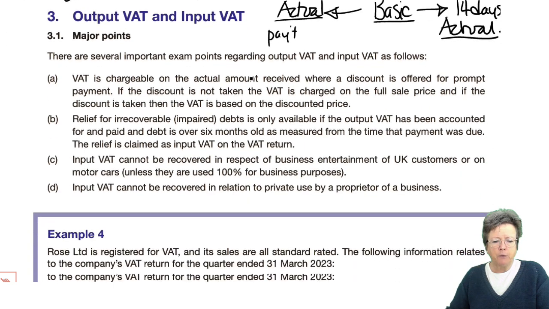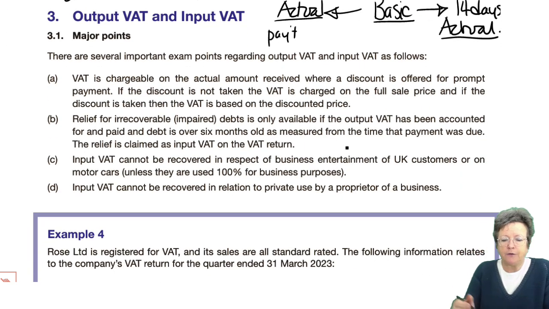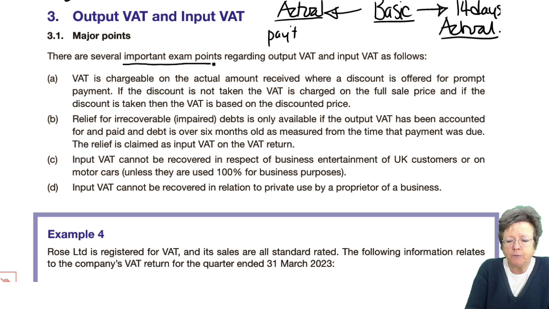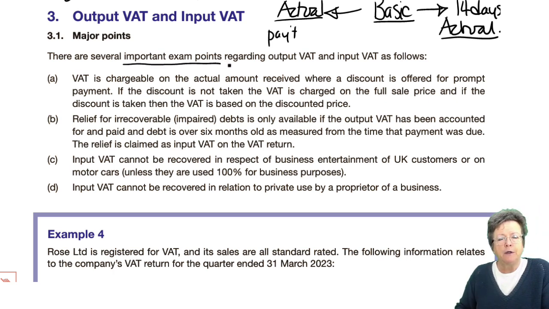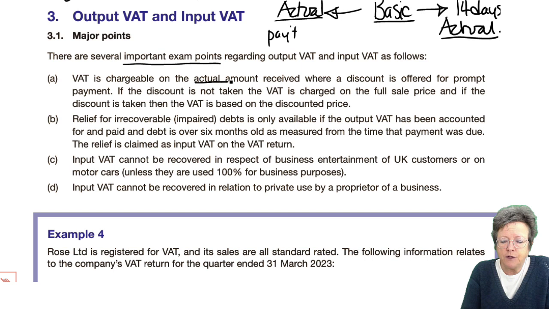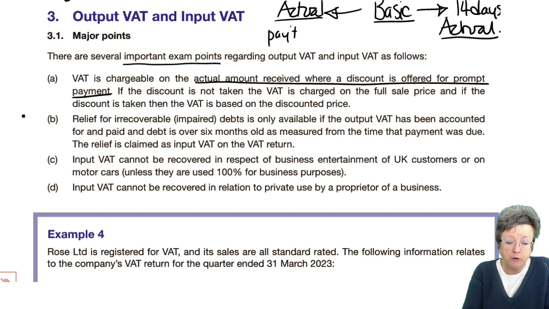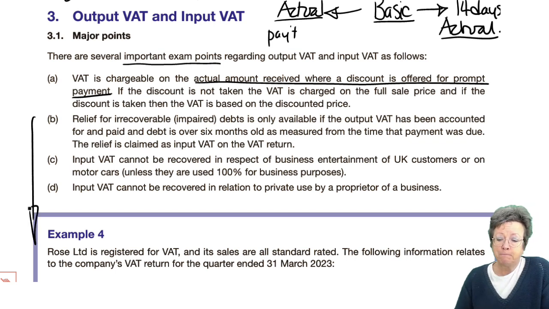Now, output and input VAT, some major points we need to look at. Important exam points. So we're getting into areas now where we could have different exam style questions. VAT is chargeable on the actual amount received where a discount is offered for prompt payment. We're going to come across one of those in this question here. If a discount is not taken, the VAT is charged on the full sale price, and if the discount is taken, then the VAT is based on the discounted price. We'll look at that in example number 4.